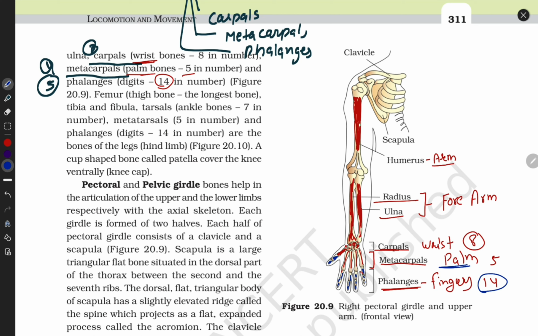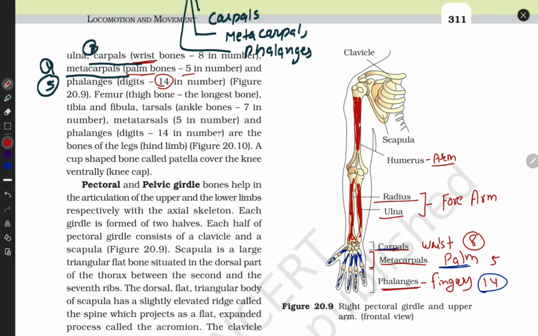Metacarpals make our palm. They are 5 in number. Look here, I'll show you. 1, 2, 3, 4, and this is the 5th one. Carpals are 8 in number. We can't count them right now because they are not clearly visible, so let's start with counting later.